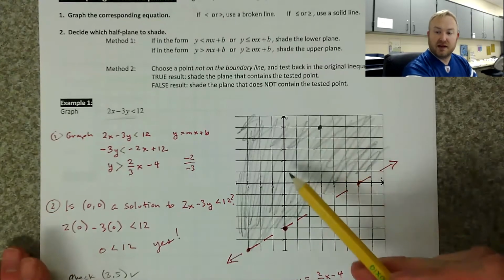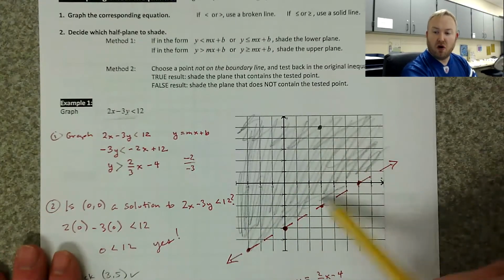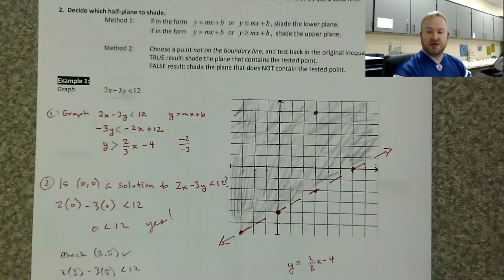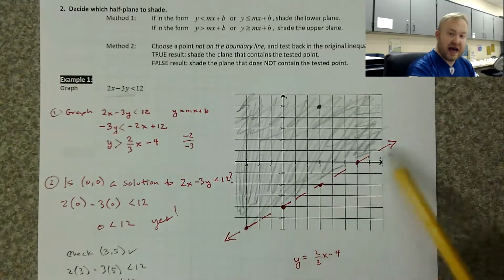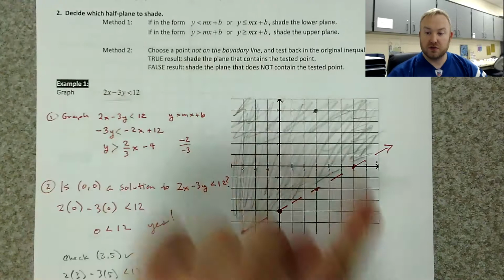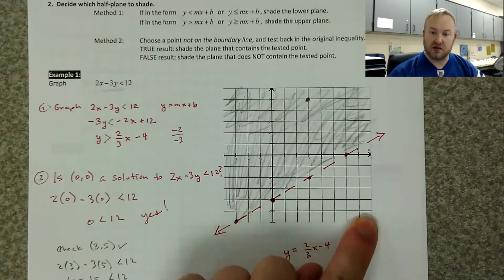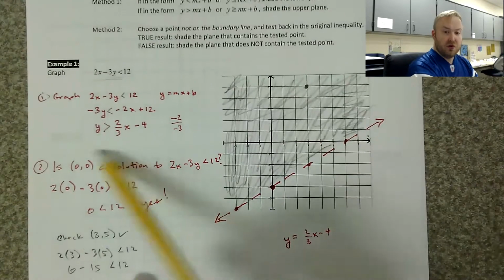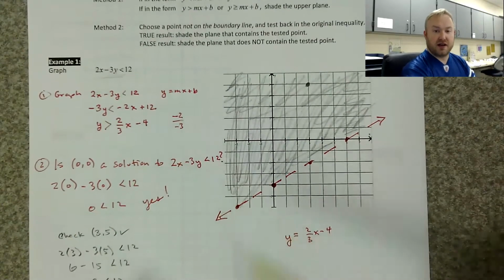But I knew it would be because it was above the line, and all of these points above that line are solutions to this inequality. So this dotted line is just the boundary between the points that are solutions and the points that aren't. Now, there's actually an easier way to do this where you can avoid checking the point.